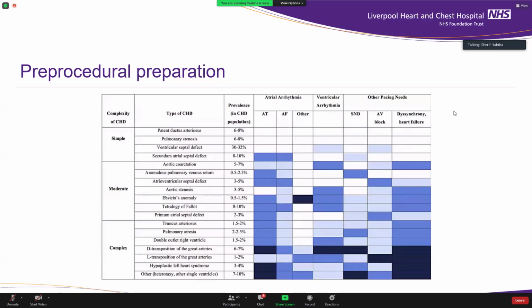So as you would imagine is obvious, the more complex your structural lesion, the more likely you are to get some form of an arrhythmia. So as you come down the table, the transpositions and the single ventricle pathologies give you by far the most amount of work.